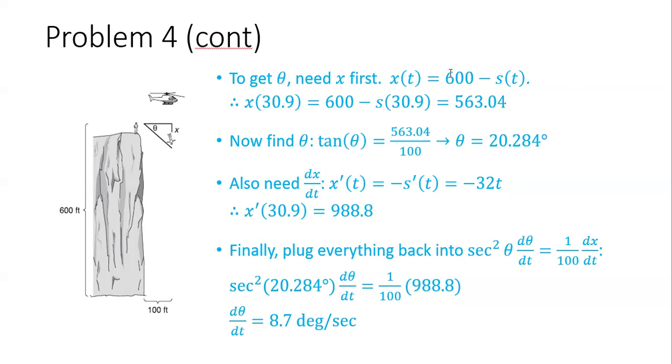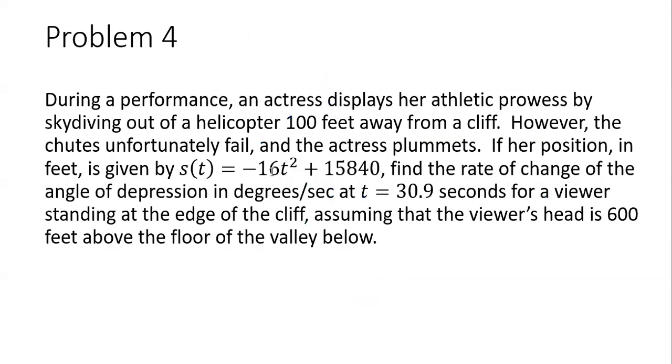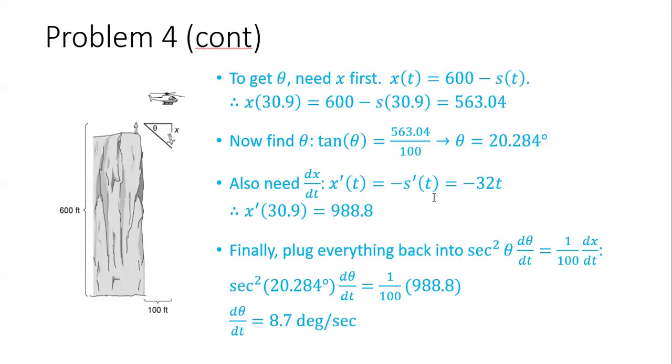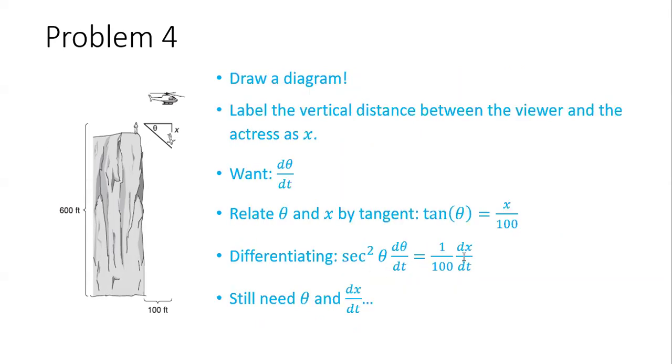Okay, so we got a theta, but remember we also need dx dt. So we just differentiate our equation up here, our x of t. X prime of t, or dx dt, same thing, is minus s prime of t, which if we differentiate this, it's just minus 32t. Okay, so x prime of 30.9 is minus 988.8.